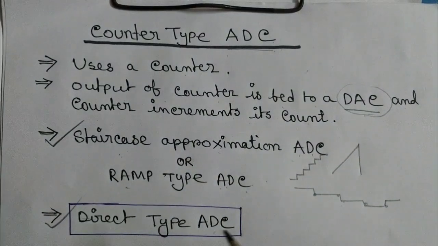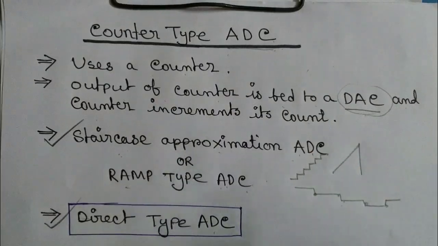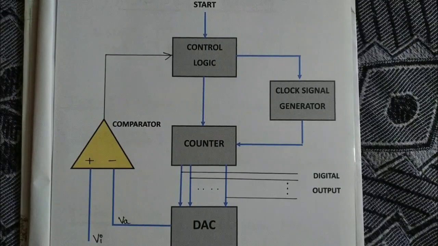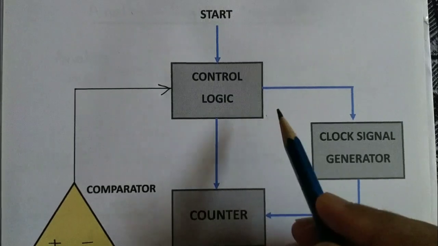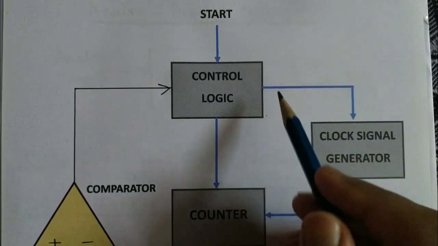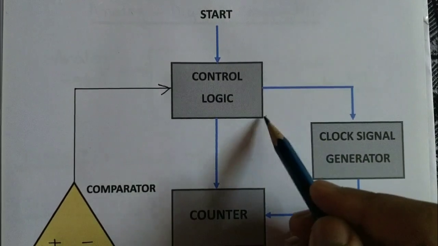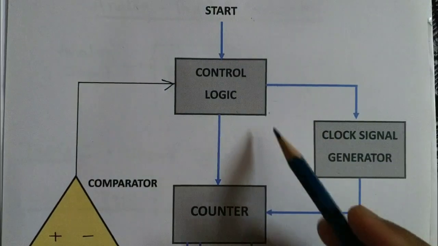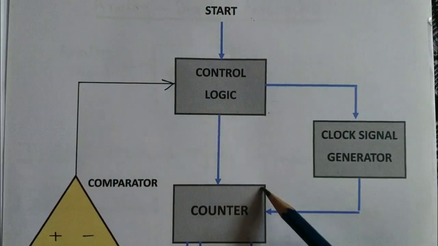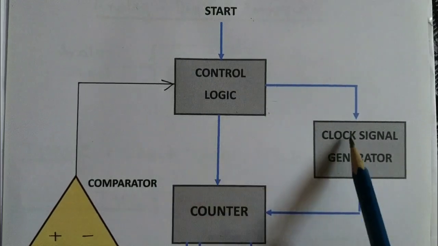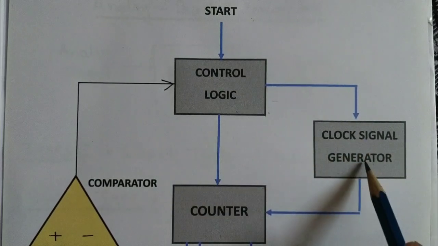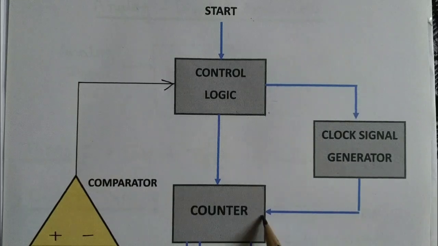So let's check the block diagram of counter type ADC. This is the general block diagram of counter type ADC. We will discuss the working of all the blocks. We will start from control logic block. It is the main component block of counter type ADC. So let's discuss its working. Control logic will reset the counter in every section. Then it also instructs the clock signal generator to produce clock pulses to the counter.